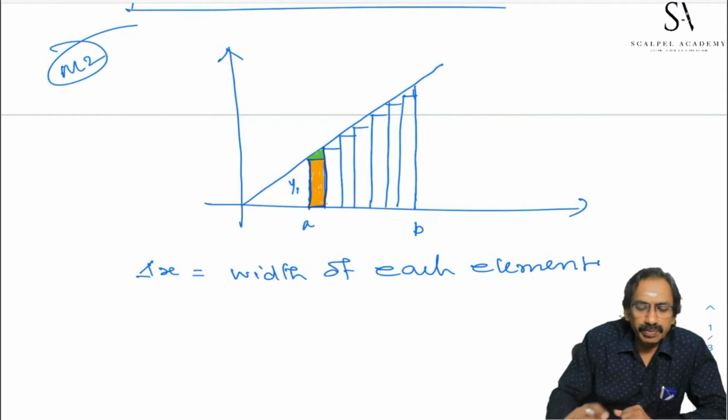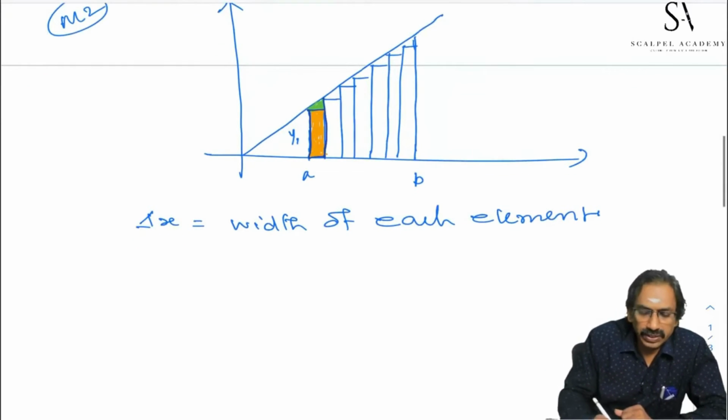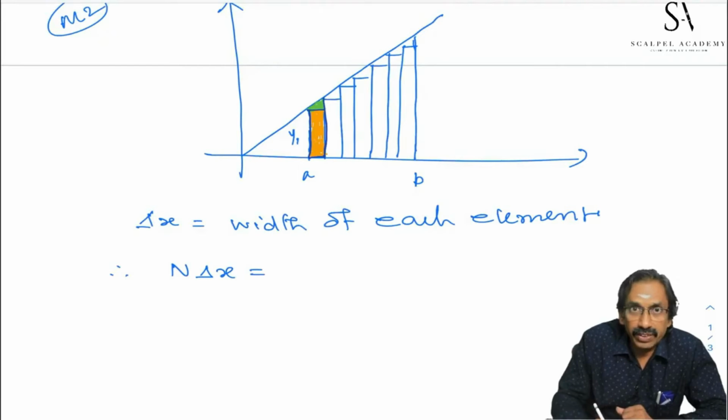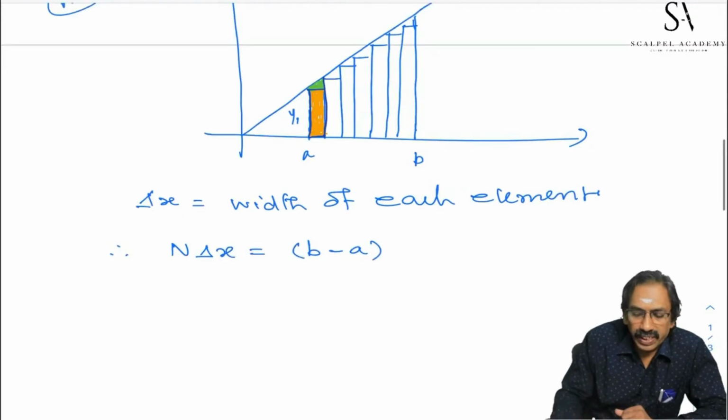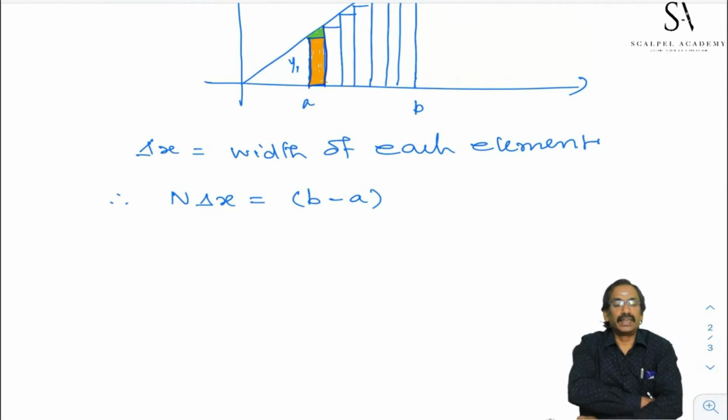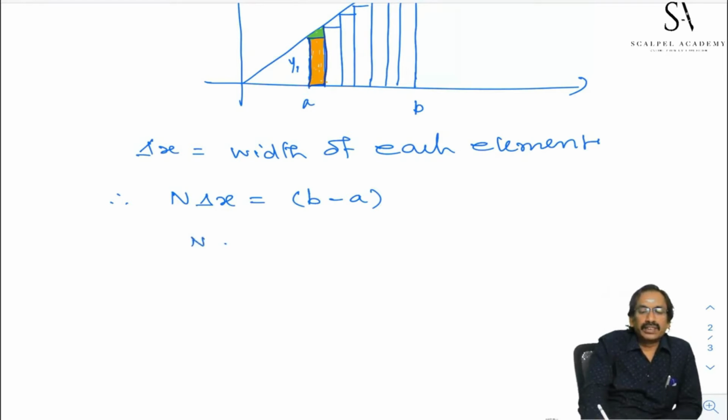How many elements are there? There are n elements. n into delta x gives the base of this trapezium. The base of the trapezium is b minus a. Therefore, the number of elements, small n, is equal to (b minus a) by delta x.